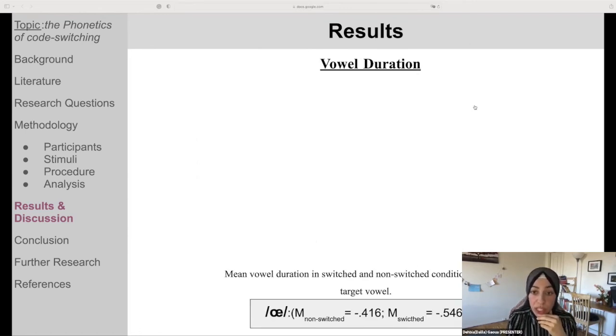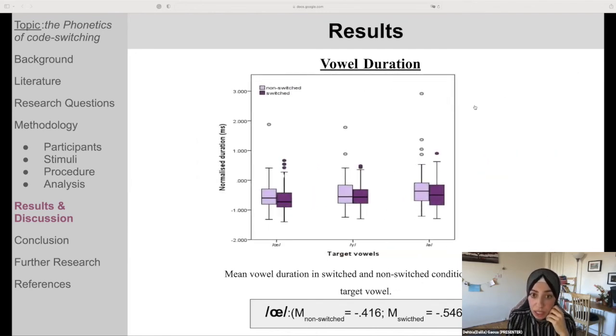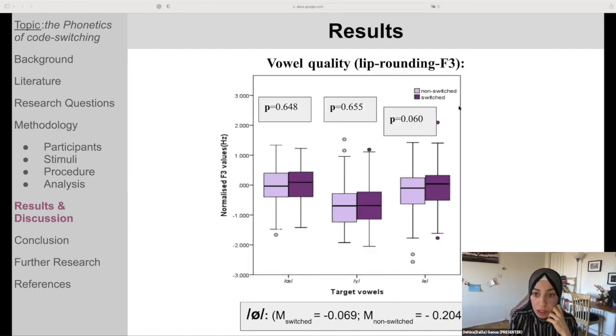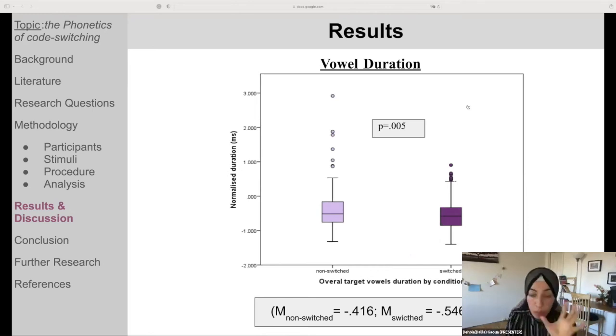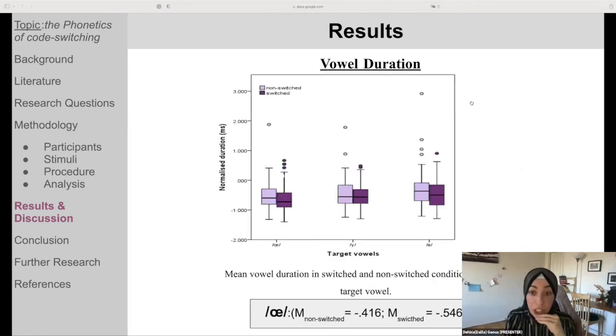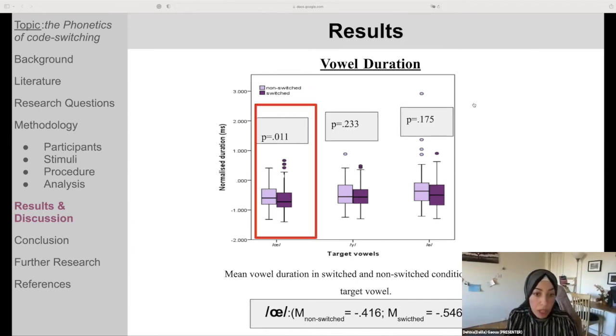Whereas for vowel duration, we did find an overall significant main effect. This is the overall main effect of the vowel in terms of duration. The vowels in the switched condition became shorter compared to the non-switched counterpart. But interestingly, when we looked at the individual vowels, we found a significant difference in just one vowel, as framed here, the open mid vowel.